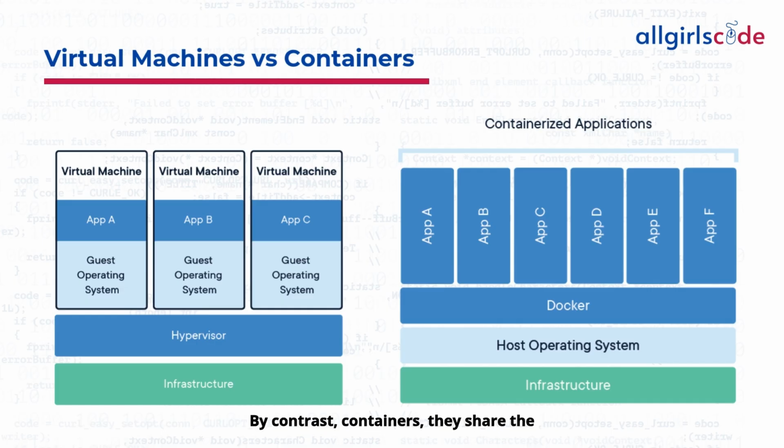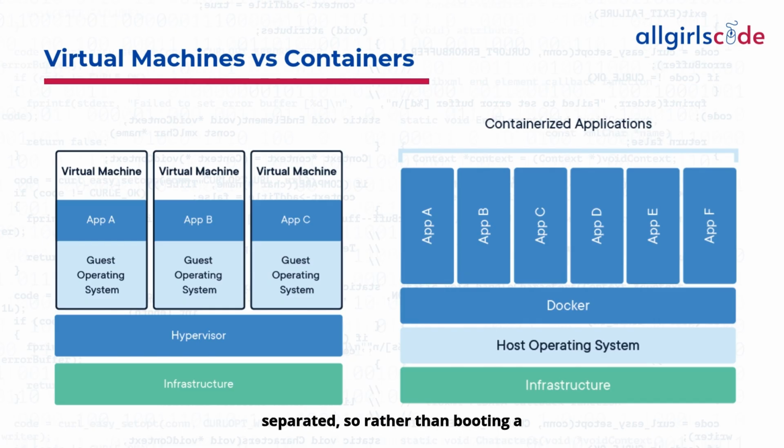By contrast, containers share the host's operating system kernel, and rely on two key Linux features. First, there's namespaces for isolating network, process trees, and file systems, and then there are control groups for limiting and accounting resource usage. These are used to keep applications separated.